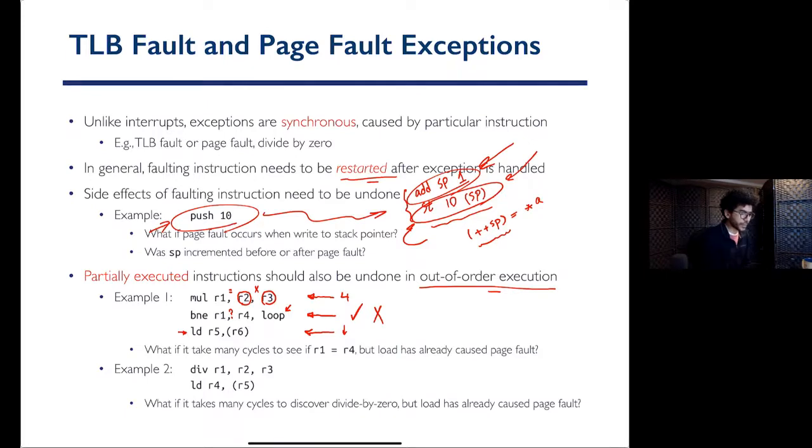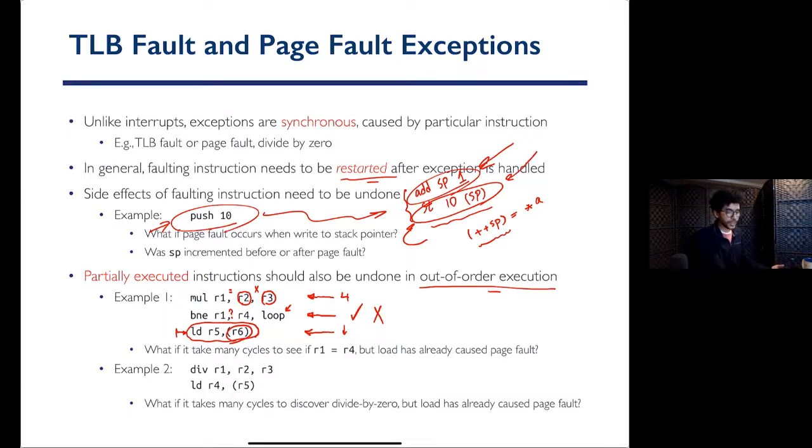Now, what could happen if this load that I am executing speculatively leads to an exception? What if this address that R6 is pointing to is invalid, a segmentation fault? This is an issue, right? Because I wasn't supposed to execute this instruction, and I started executing it out of order, and it turned out that this instruction actually led to an exception. So what should I do?